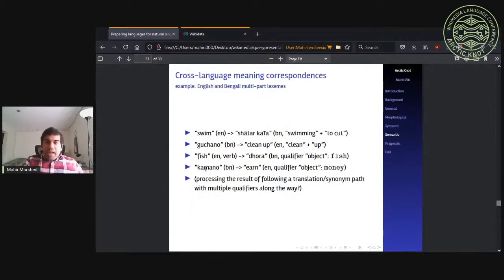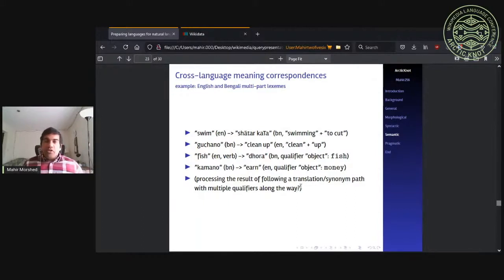Similarly for the verb kamano in Bengali, that can be mapped to the verb earn with the specification that the object in question is money. Now, in terms of these qualifiers that we've added, that will, of course, adjust the translation synonym paths involving these lexemes.